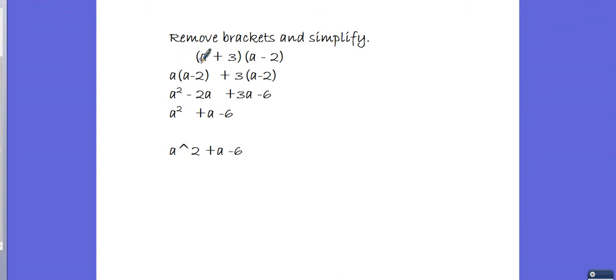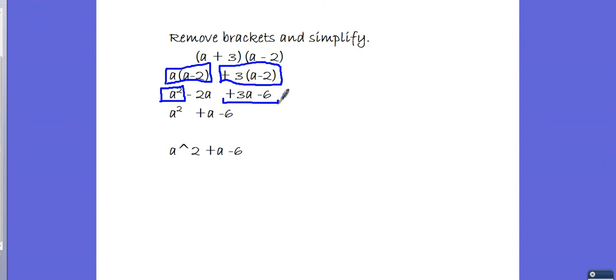We've used the same method before. We've got the a times a minus 2, we have the plus 3 times a minus 2, so we have it broken up into two pieces. A times a, you know, is the special number a squared, which just means a times itself. So a times a gives you a squared, a times minus 2 is minus 2a, plus 3 times a is plus 3a, plus 3 times minus 2 is minus 6.